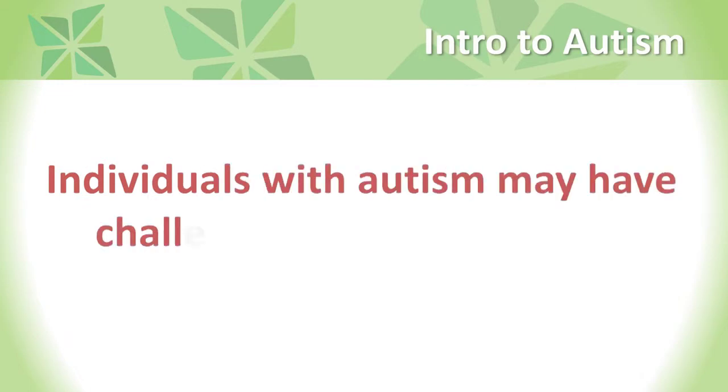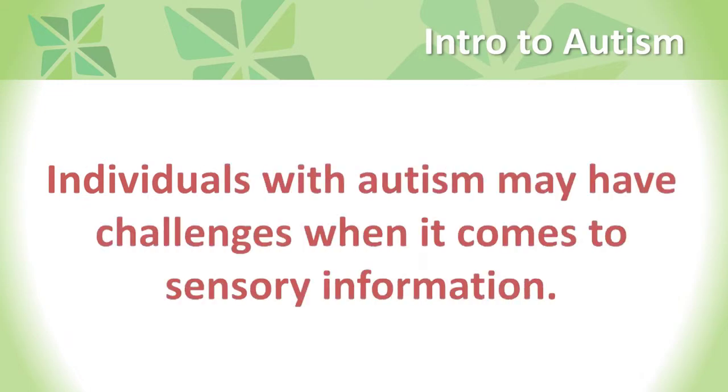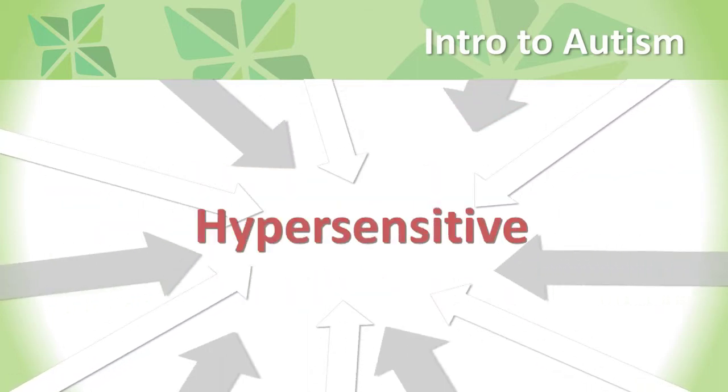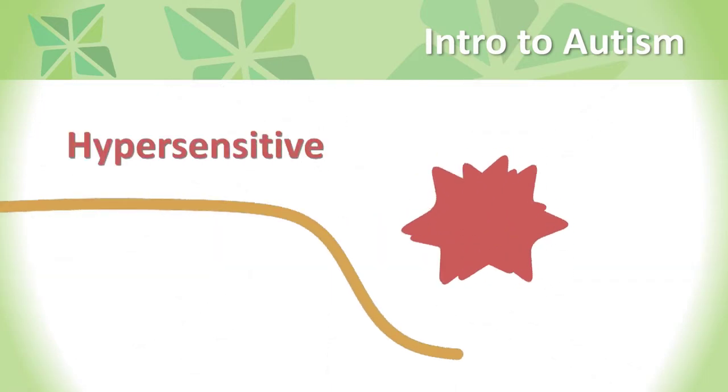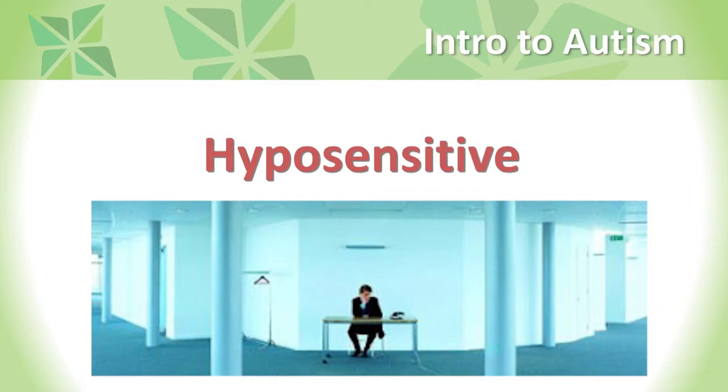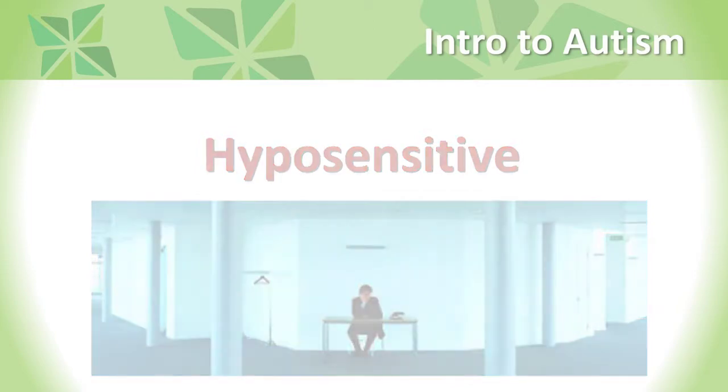Individuals with autism may have challenges when it comes to sensory information. They may take in a great deal of information at once, hypersensitive, which can overwhelm them, and they avoid the sensory information. On the other hand, they may not receive enough sensory feedback, hyposensitive, and seek out that sensory input.